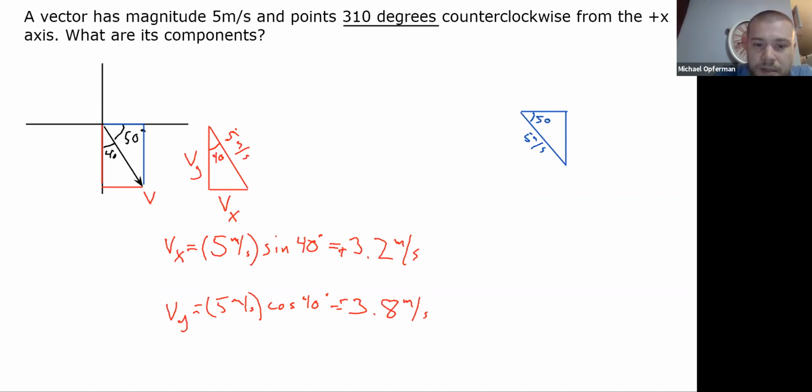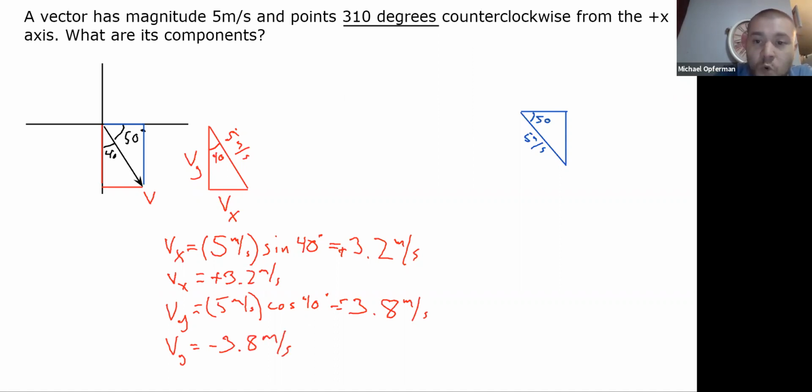All right. So there's my red solution. The components are Vx. Let me write that a little bit neater because the signs might be hard to read. So Vx is positive 3.2 and Vy is negative 3.8.